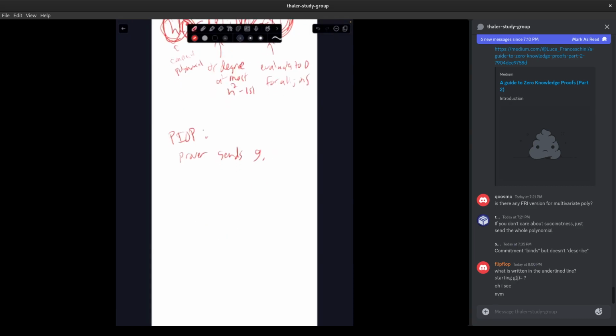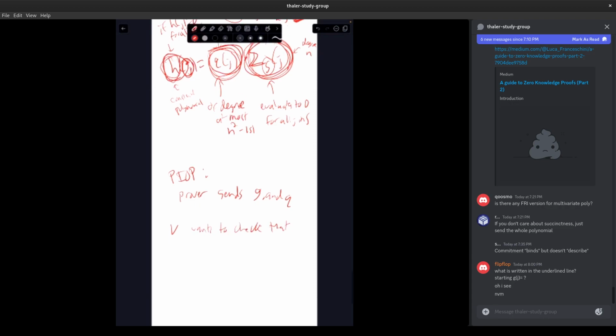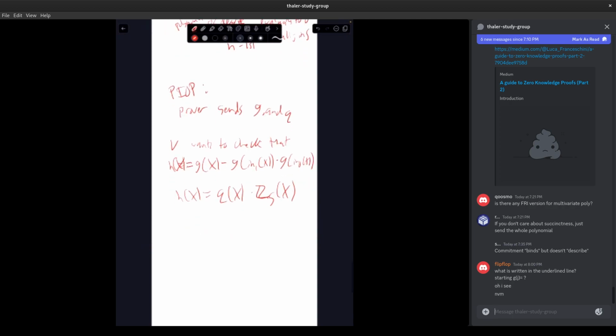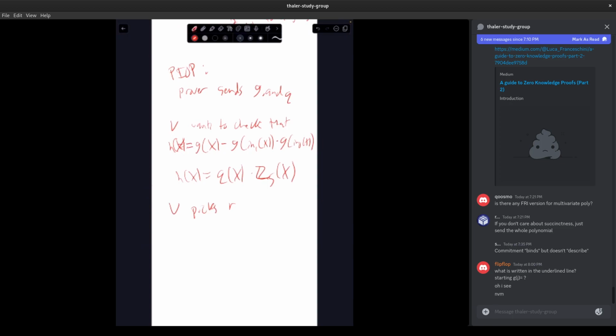So the prover sends G, then it sends Q, this quotient polynomial, and then the verifier wants to check that H, which, remember, H was G of X minus G composed with N1 of X times G composed with N2 of X. And so the verifier wants to check that H of X is Q of X times the vanishing polynomial for the relevant set at X. And it does this by picking a random input R. These polynomials turn out to be defined over what's called a finite field, but don't worry about that right now. So it picks R at random and checks that this equality holds at a random point. So H of R equals Q of R times the vanishing polynomial at R.